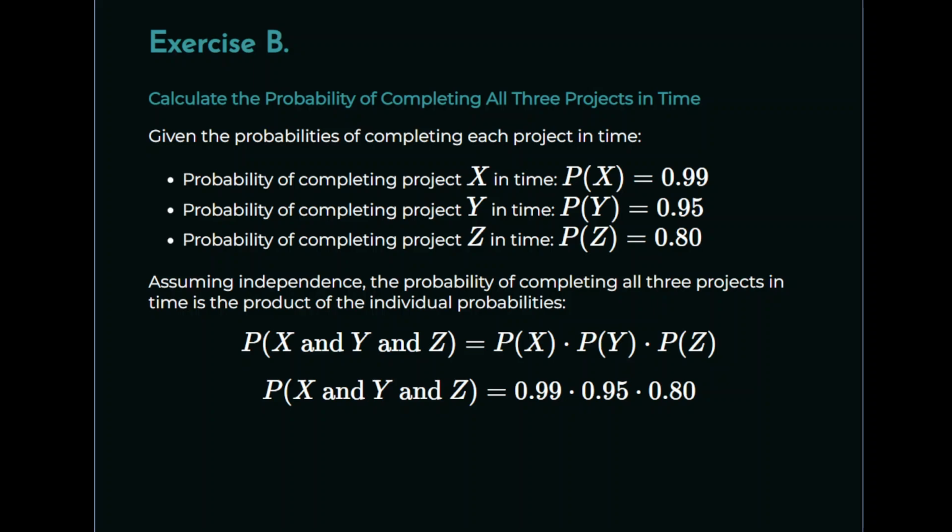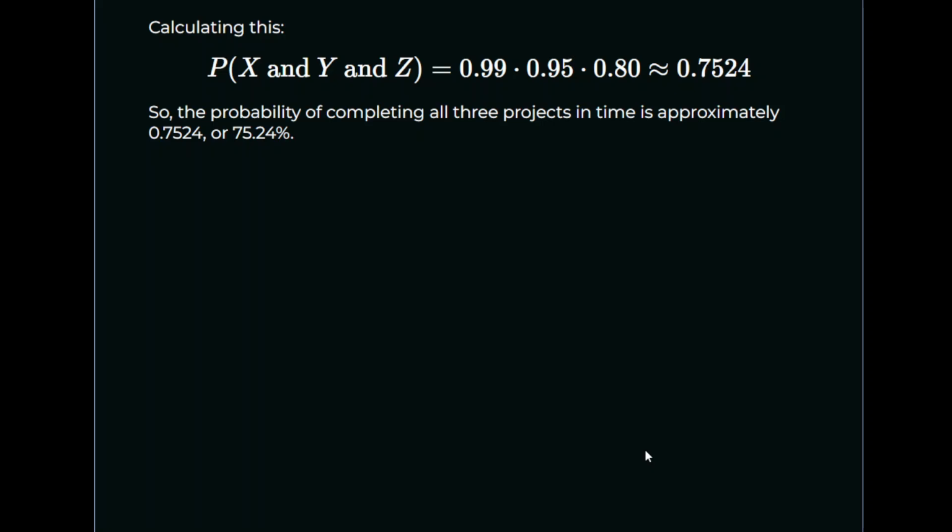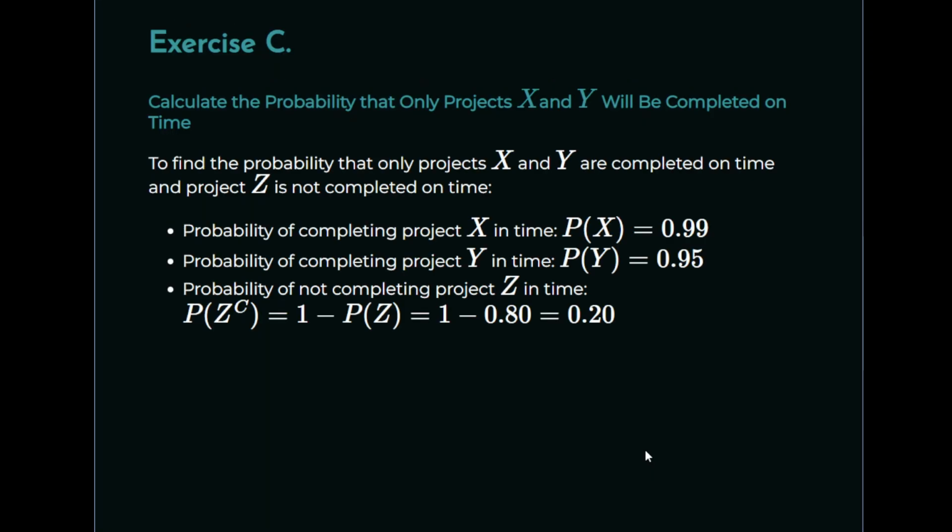What we do is we multiply 0.99 times 0.95 times 0.80. That little dot between 0.99 and 0.95 is just to specify multiplication. It's just a little bit easier to read. So let's see how that works out. 0.99 times 0.95 times 0.80 works out to be 0.7524. So the probability of completing all three projects in time is approximately 75.24%. Good.